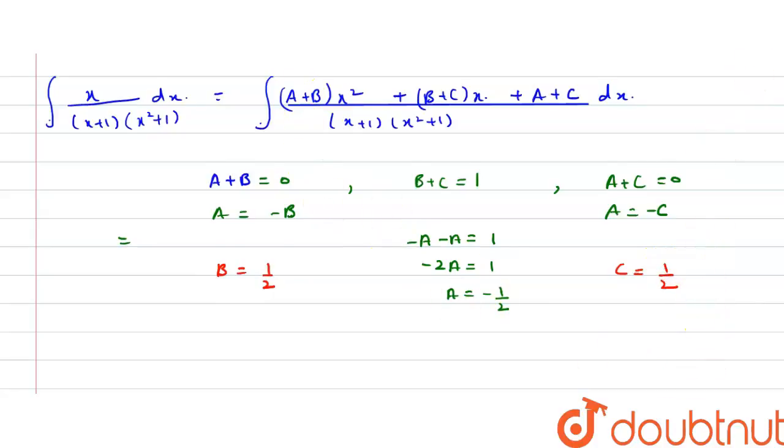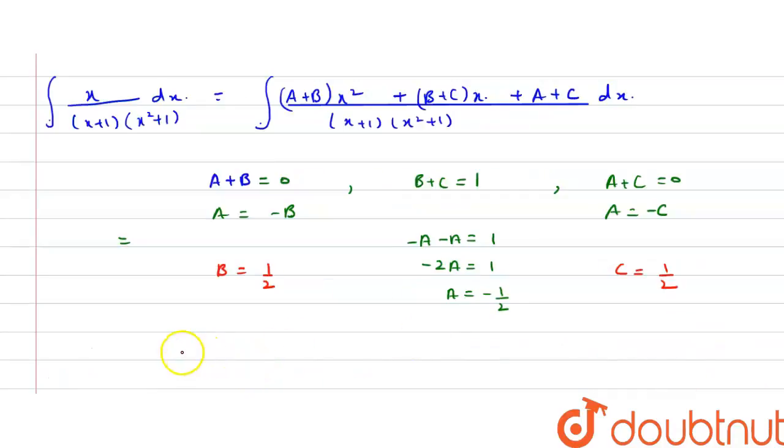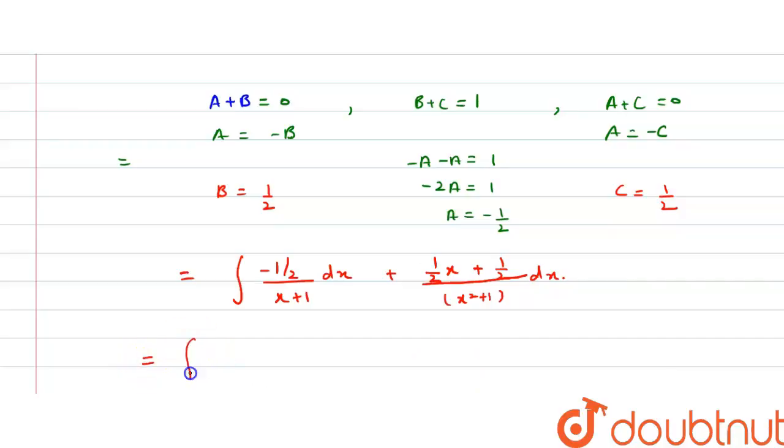So our partial fraction terms are: a is minus 1 by 2. So we can write it as integration of minus 1 by 2 divided by x plus 1 dx plus, our b is 1 by 2 and c is also 1 by 2, so (1 by 2)(x plus 1) divided by x square plus 1 dx. Now we can take minus 1 by 2 outside and you will get 1 divided by x plus 1 dx, plus 1 by 2 integration of x divided by x square plus 1 dx, plus 1 by 2 integration of 1 divided by x square plus 1 dx.